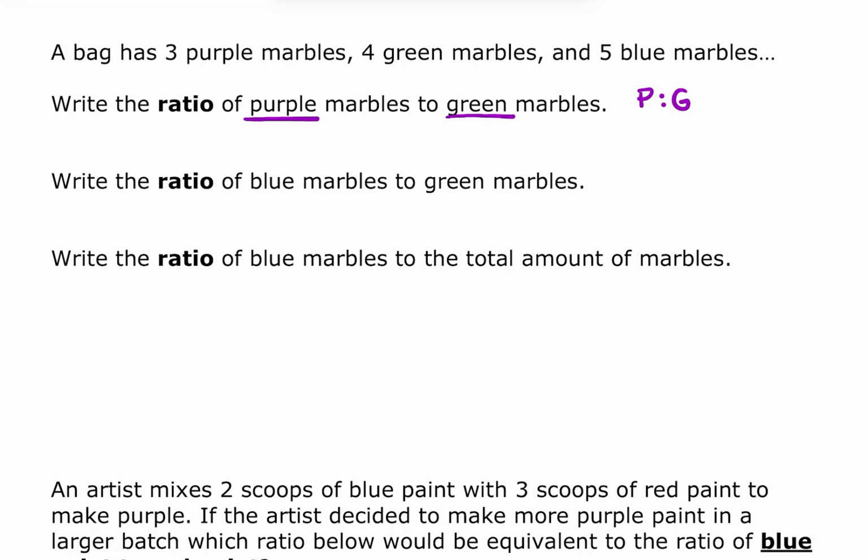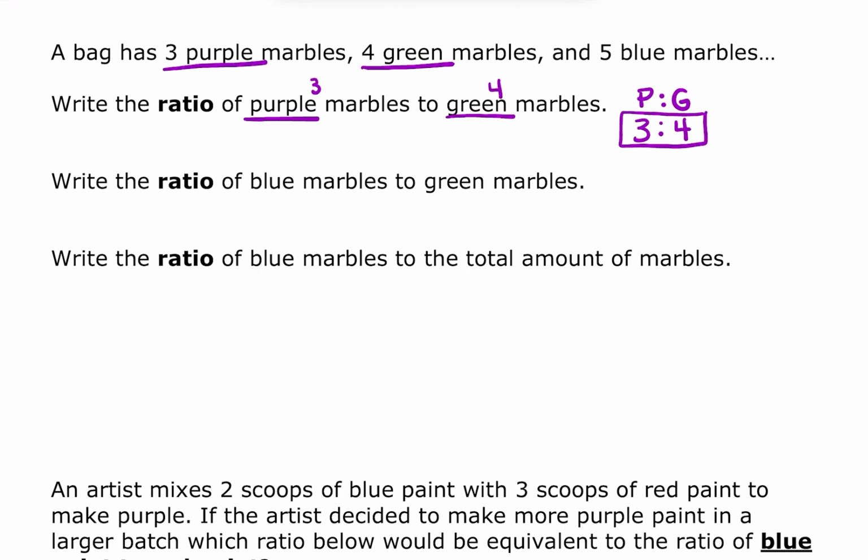So how many purple were there? It says right up here there were 3 purple. How many green were there? It says there were 4. So how many purple? 3. How many green? 4. So that is our ratio right there.